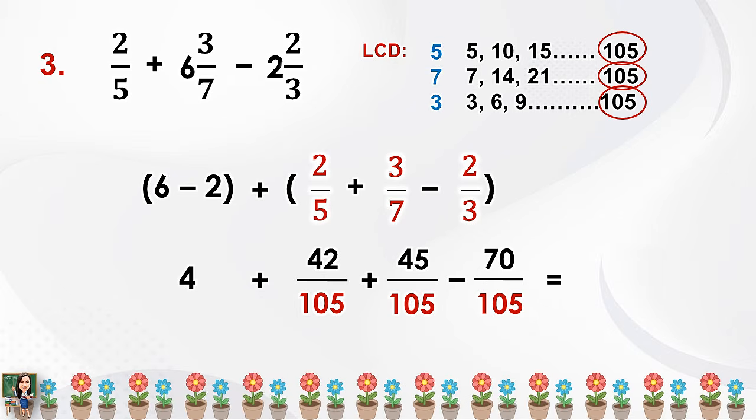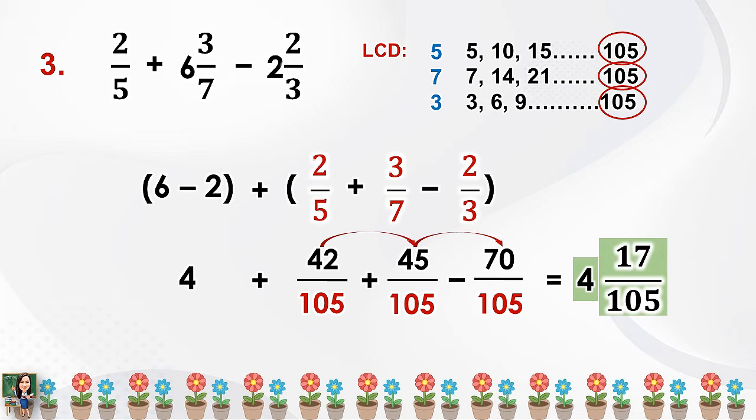First, let's write the whole number 4. Then add 42 plus 45 minus 70 equals 17. Then copy the common denominator 105. The answer is 4 and 17 over 105.